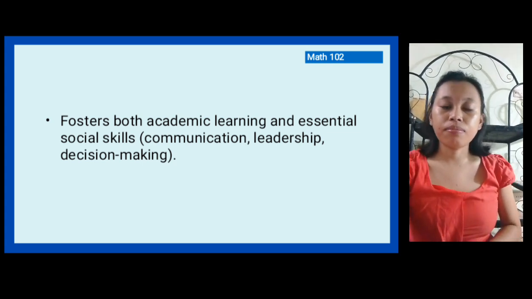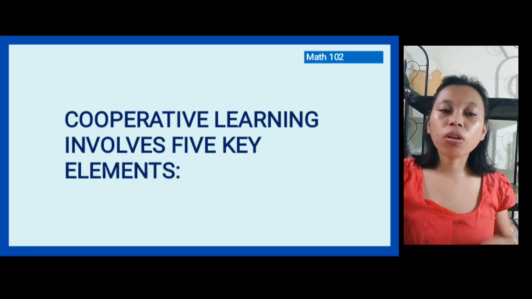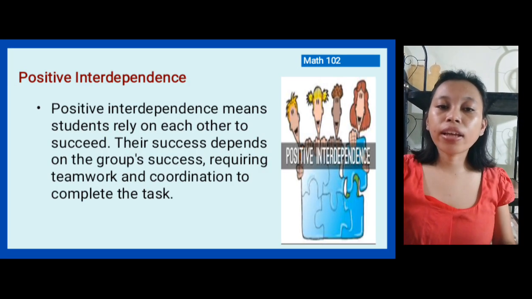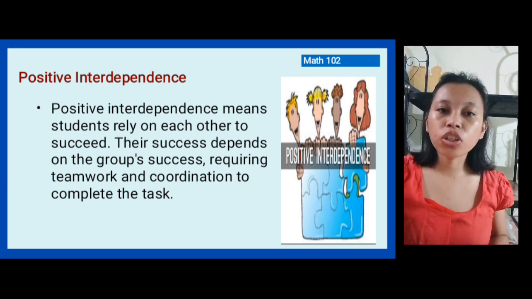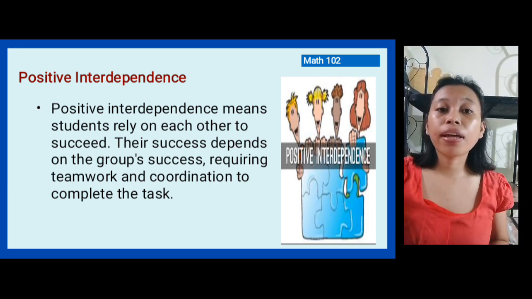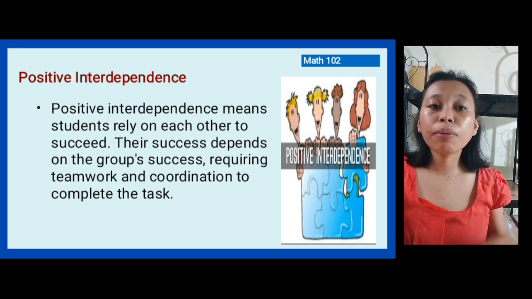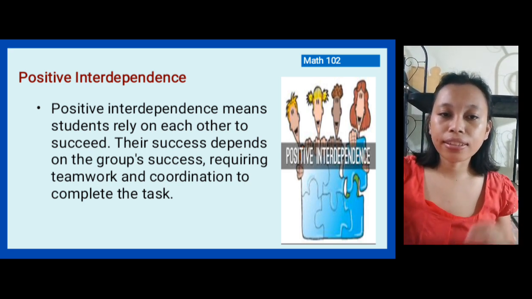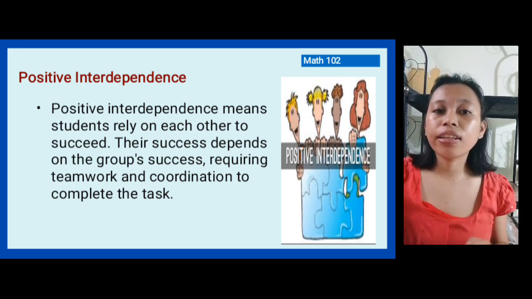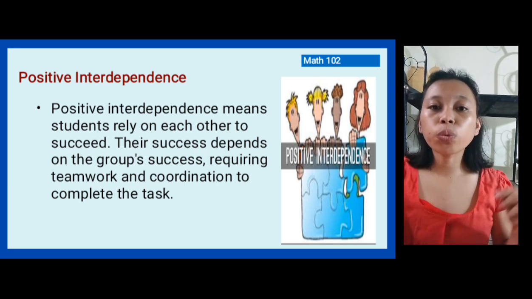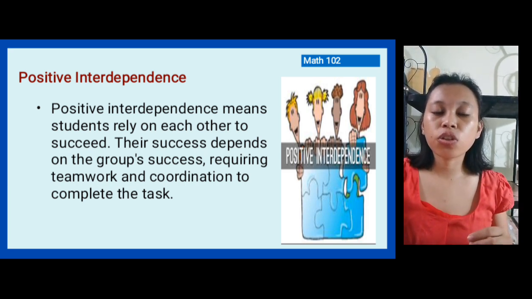decision making. Okay, cooperative learning involves five key elements. Let us know the first one, positive interdependence. Positive interdependence means students rely on each other to succeed. Their success depends on the group's success, requiring teamwork and coordination to complete the task. They cannot succeed individually unless the whole group succeeds, and this creates a sense of shared responsibility and motivates everyone to contribute.